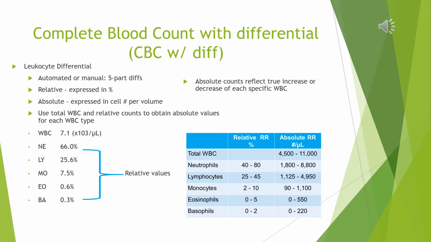The leukocyte differential can be done through automated form or manual. You get a 5-part differential. You'll get a relative and an absolute count, so you'll see a percent and a cell number. And then basically you use the total white blood cell and the relative counts to obtain the absolute values for each white blood cell type. And this should be calculated for you. So I've just got a little example there of the relative values, and then a little image again with relative values and then the absolute reference range as well. The absolute counts reflect the true increase or decrease that's seen.